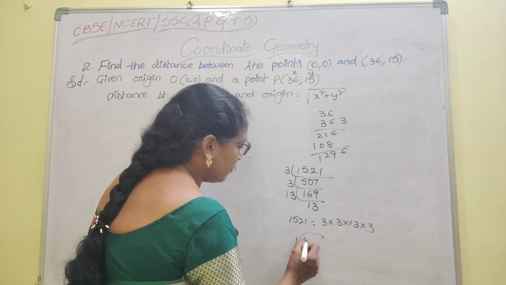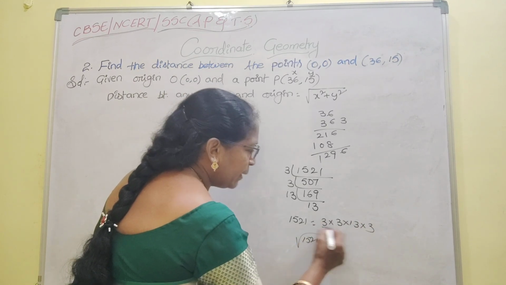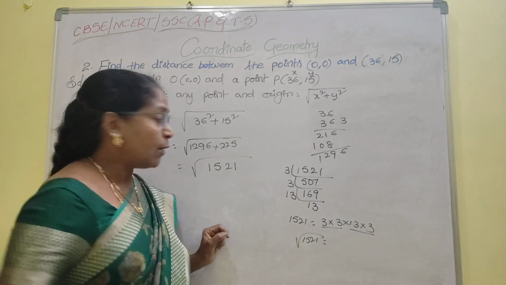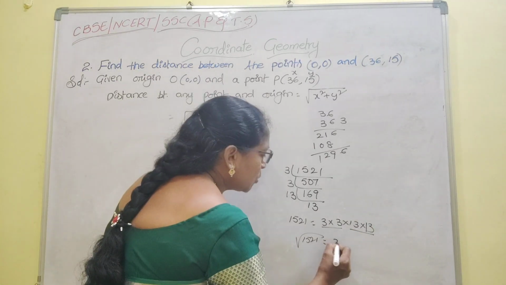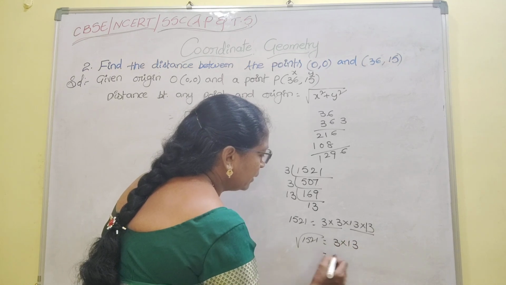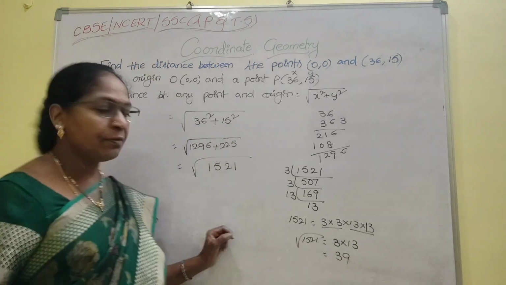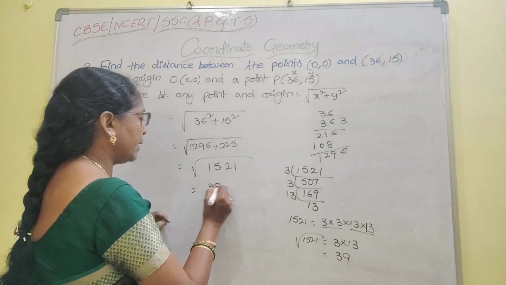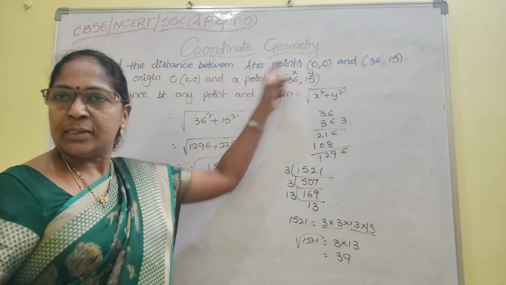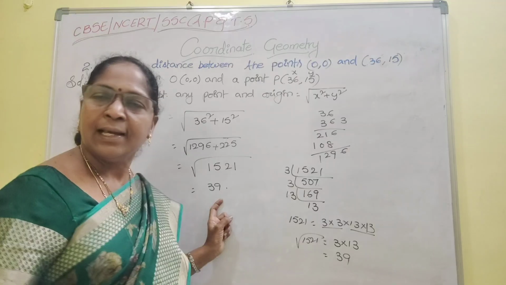Now the square root of 1521 equals, here you make two equal numbers into one group, and from each group you take one number. So 3 into 13, and the square root of 1521 equals 3 into 13, and the value is 39. The distance between that point and the origin is 39.